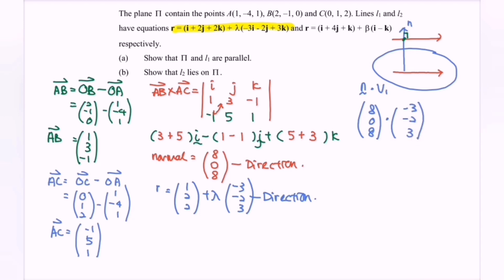So kindly dot the situation. We have negative 24 plus 0 plus 24, and we notice that it is equal to 0. So the normal dot with the direction for line 1 is equal to 0. When it's 0, as we can see in the picture, the plane and line 1 are parallel.